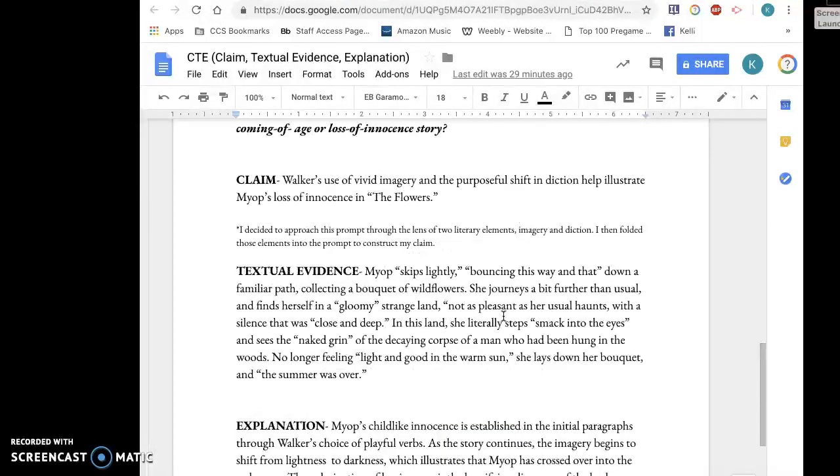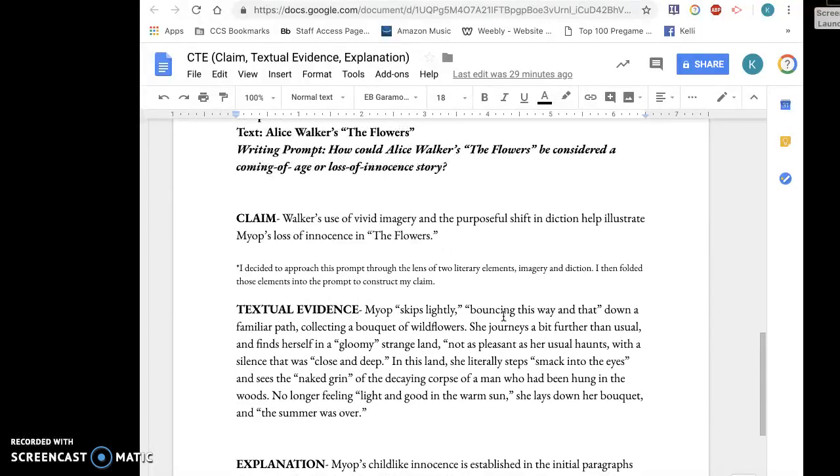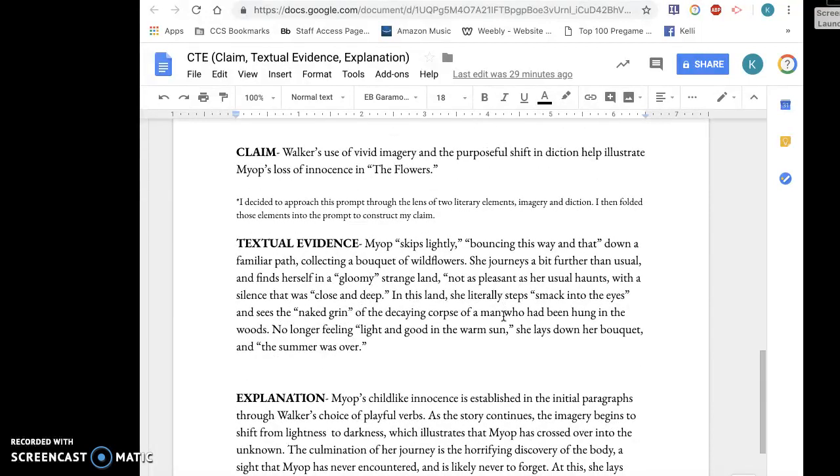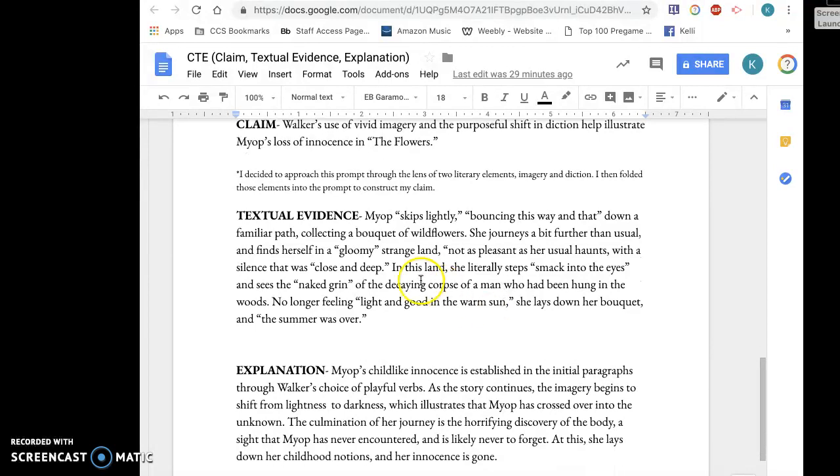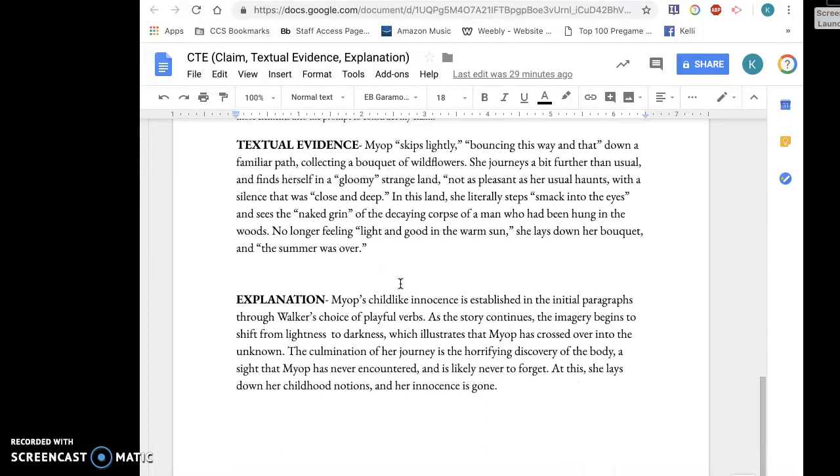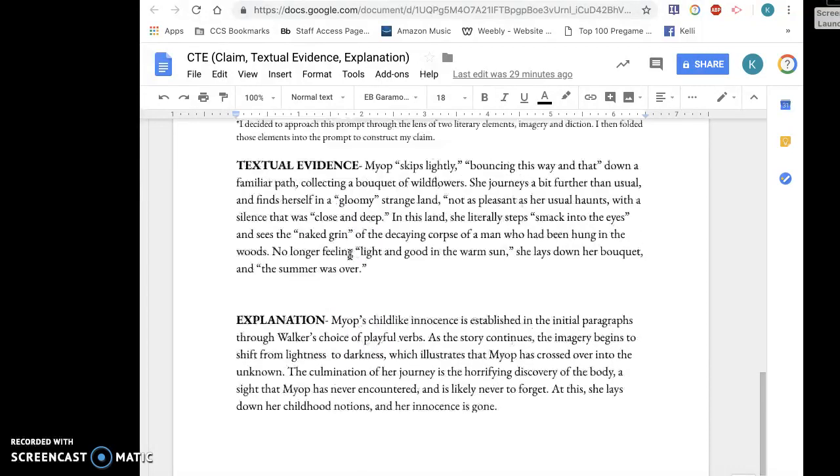So I have answered this prompt through a CTE response. I've made a claim, I've provided the textual evidence, and I've written an explanation that connects my textual evidence back to my claim.